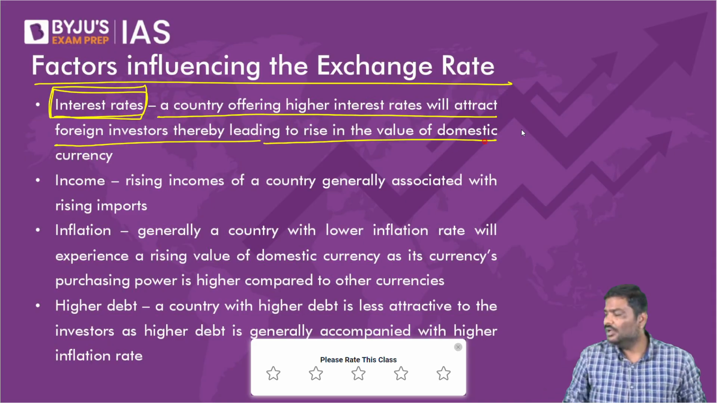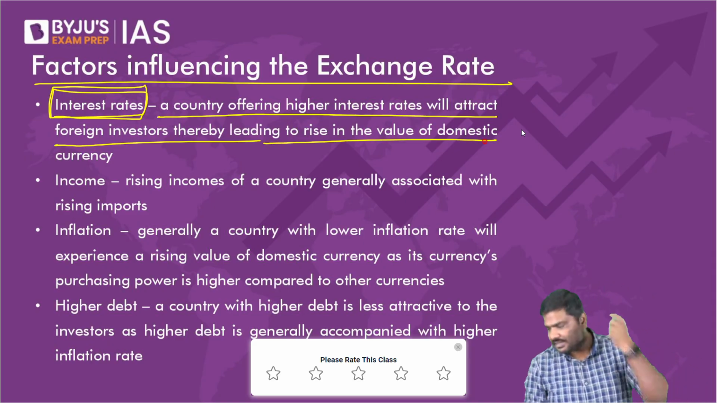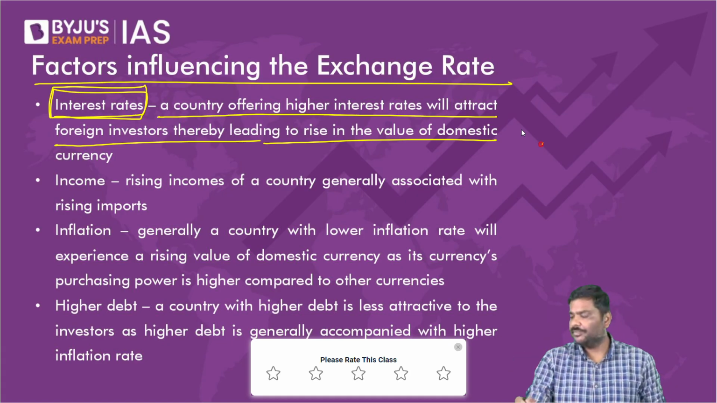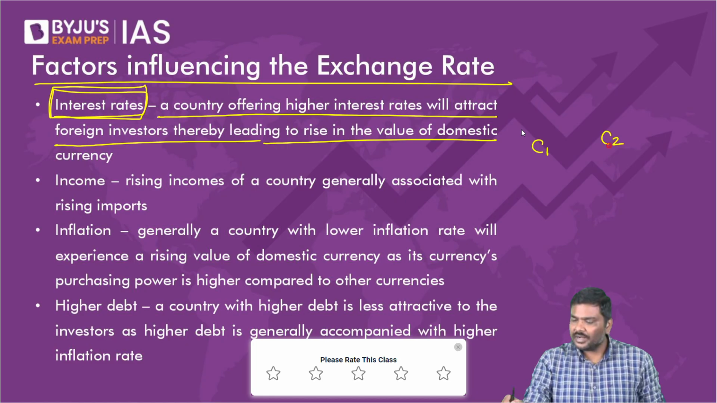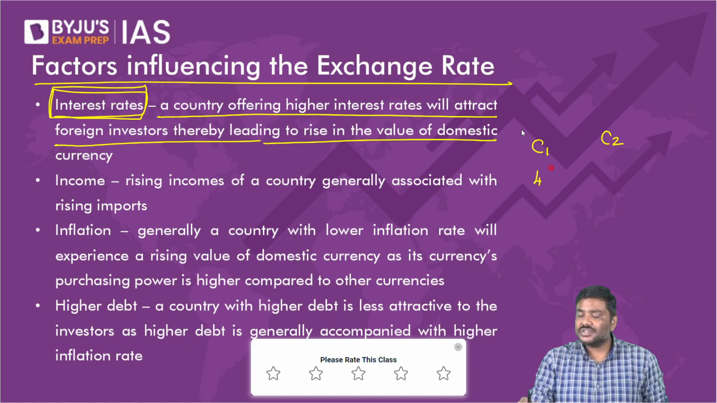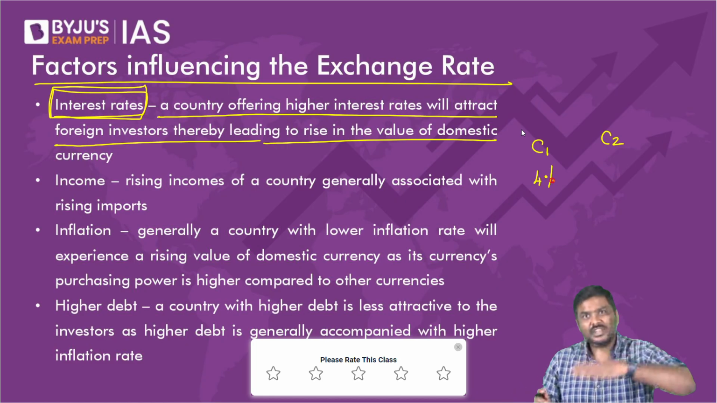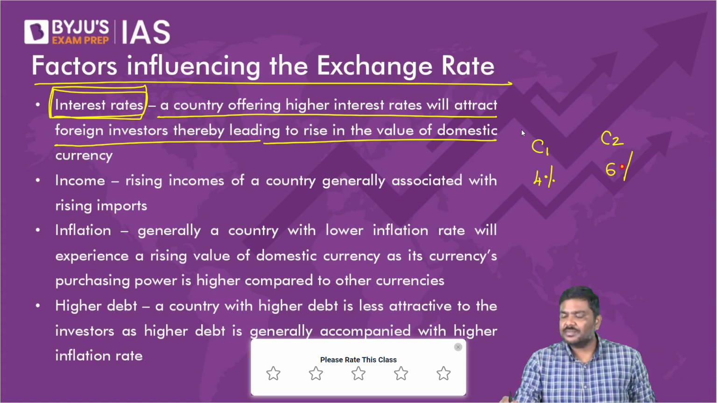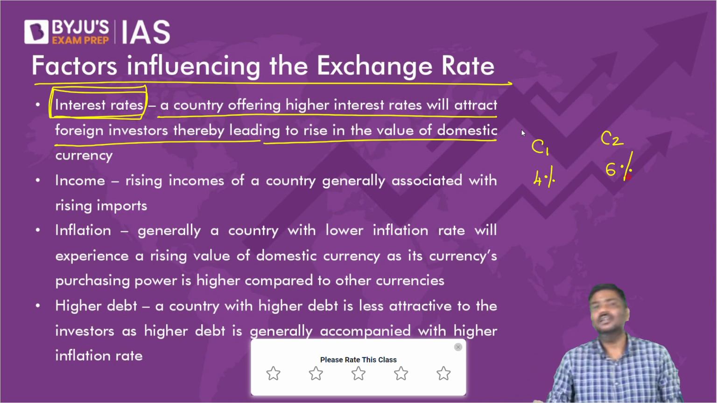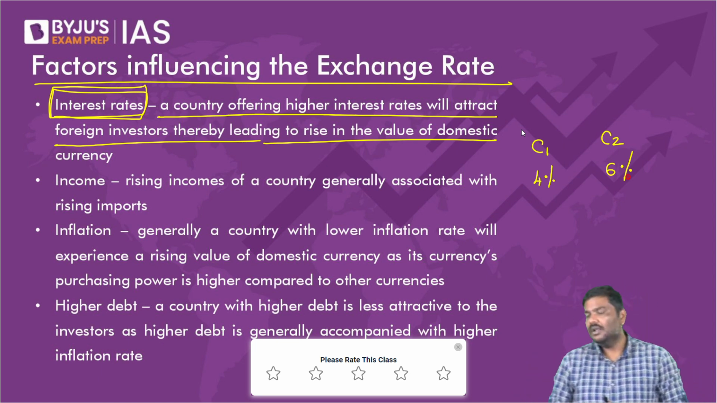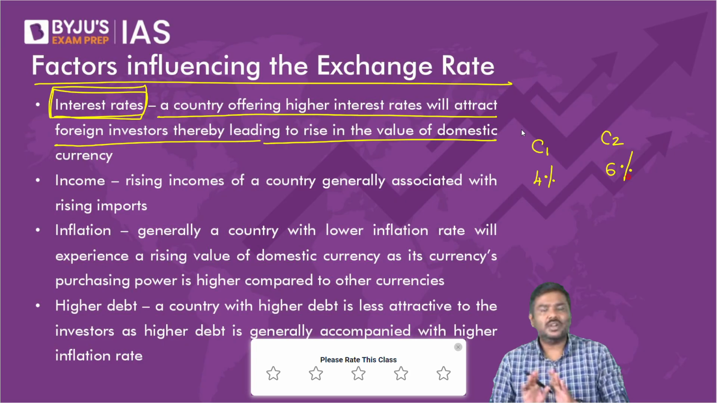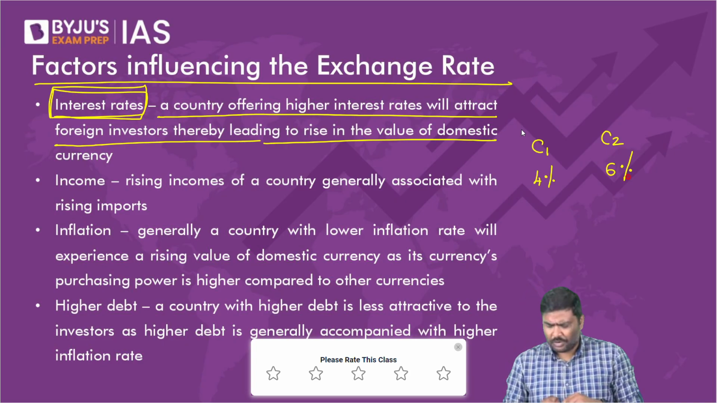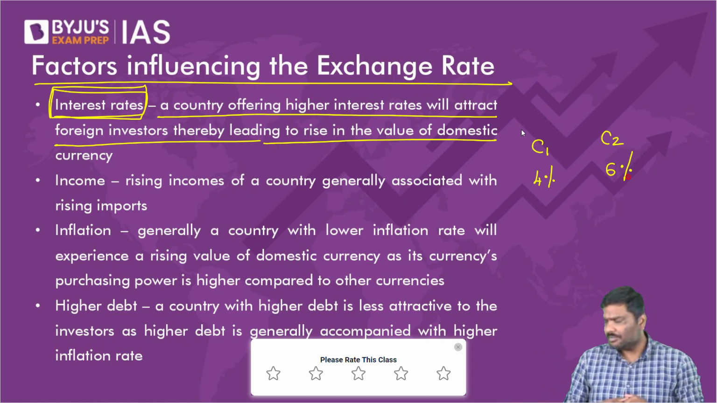A country which will offer higher interest rates will attract more foreign investors, thereby leading to increased value of the domestic currency. What do you mean by that? I'll give you a very simple example. Country 1, country 2. In country 1, interest rate is 4%, meaning your investment will earn you 4%. In country 2, your investments will earn 6%. So a simple question to you people. Will you invest your money in country 1 or country 2?